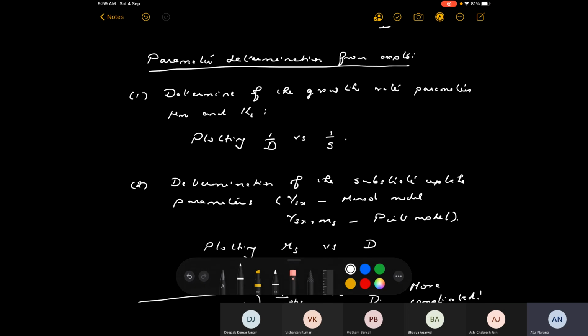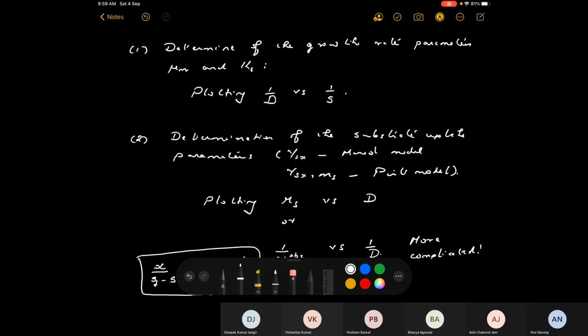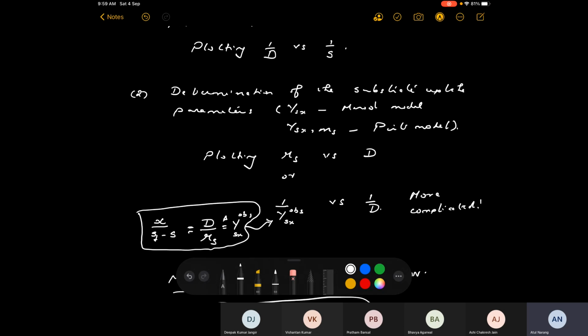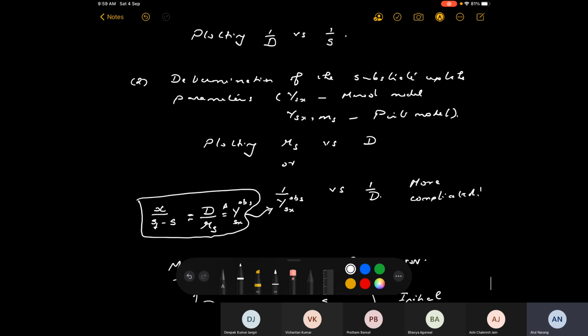But the main point you need to remember are these 2 points that were made over here. How are the parameters determined? Mu m and Ks are determined by plotting 1 over D versus 1 over S, and the substrate uptake parameters Y_SX and m_S can be determined either by plotting r_S versus D, which is at least to me the simplest method, or if you want to go about the convoluted method used in the literature, they actually plot 1 over Y_SX observed versus 1 over D. Either way will work. Is that part clear?